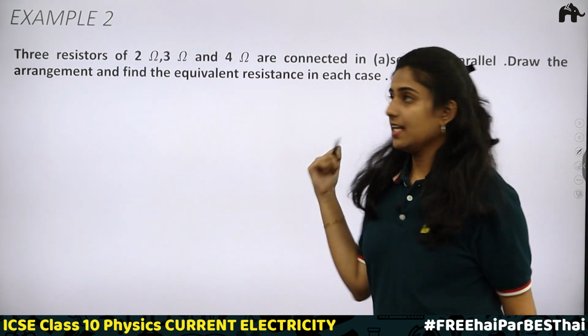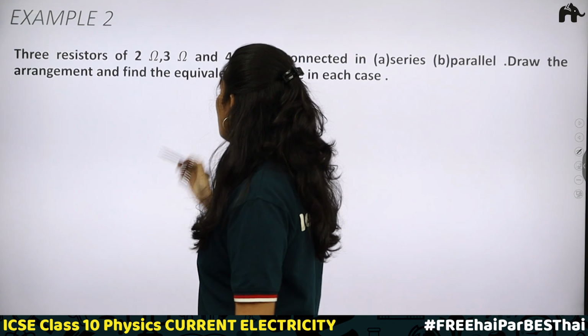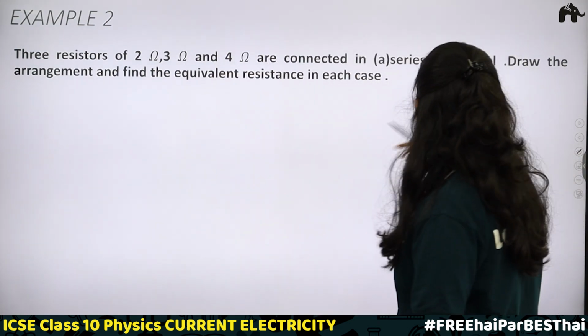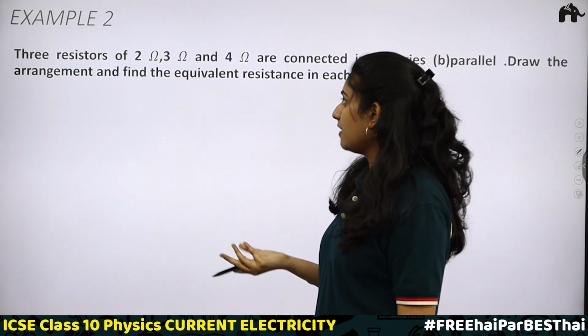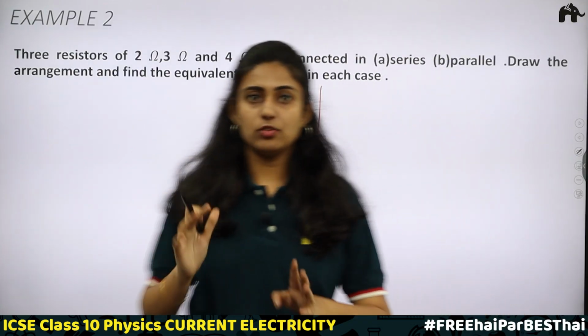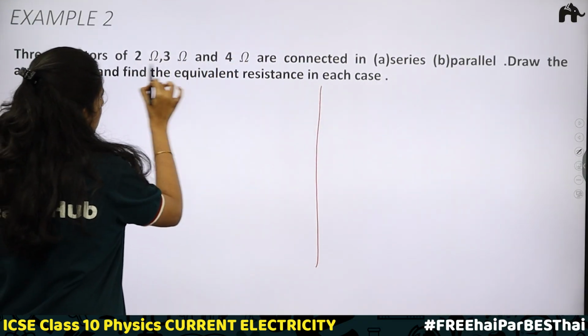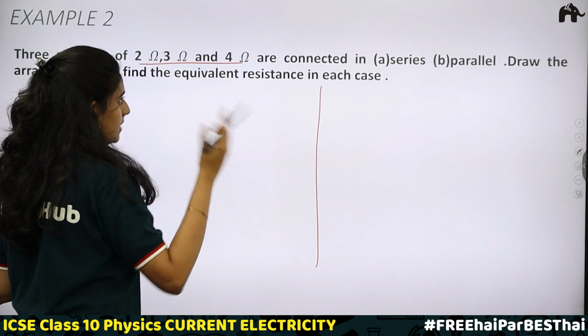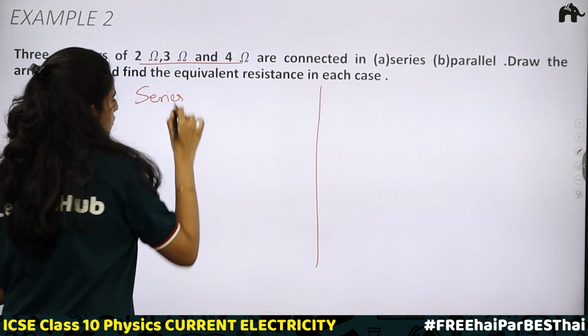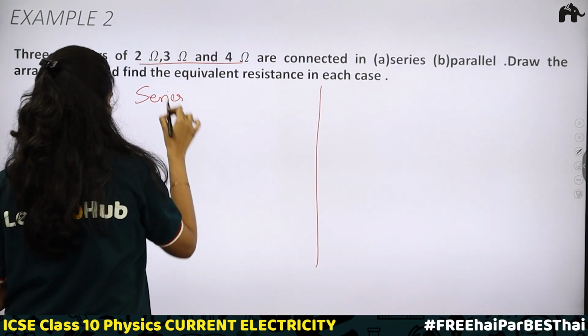Clear? Second example. 3 resistors of 2 ohm, 3 ohm and 4 ohm are connected in series and parallel. Draw the arrangement and find the equivalent resistance in each case. Okay, we have to connect the 3 resistors, 2 ohm, 3 ohm and 4 ohm in series and parallel. Okay, first let's see the series connection. In series, it is in the form of a chain. The resistors will be connected.